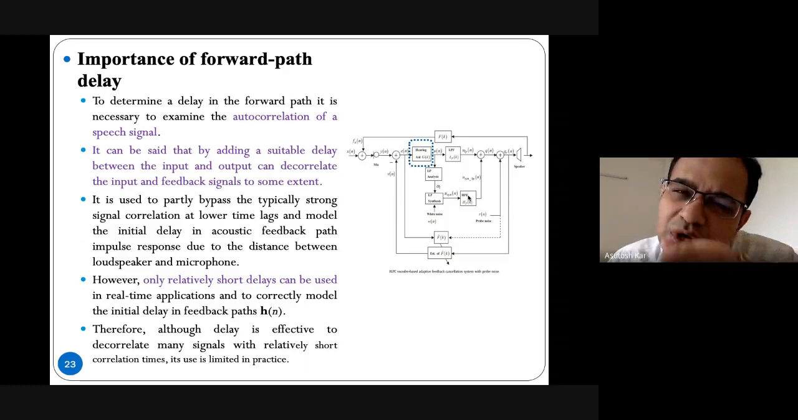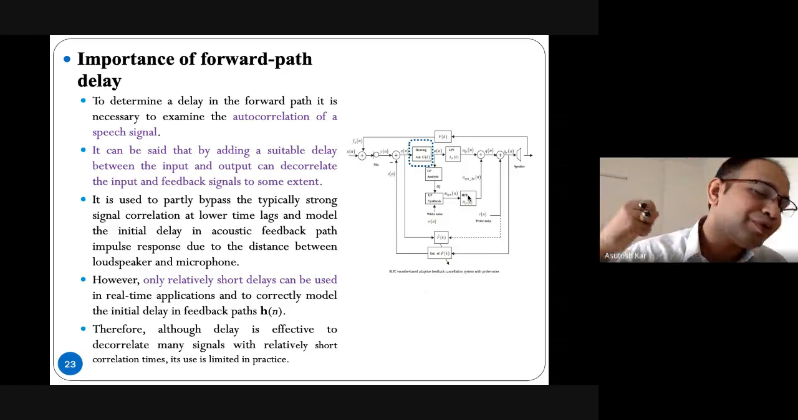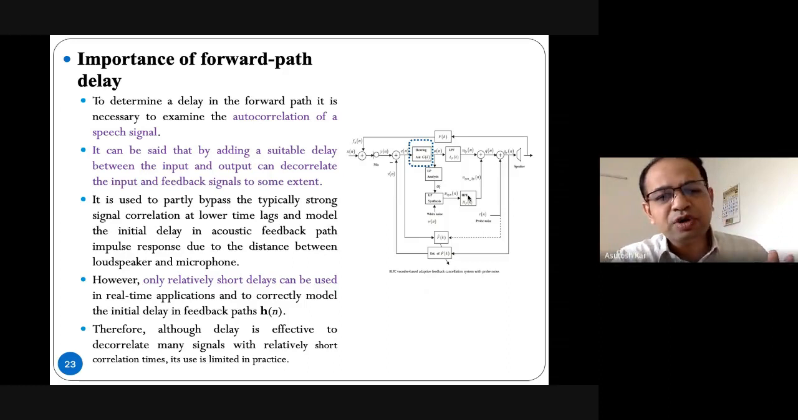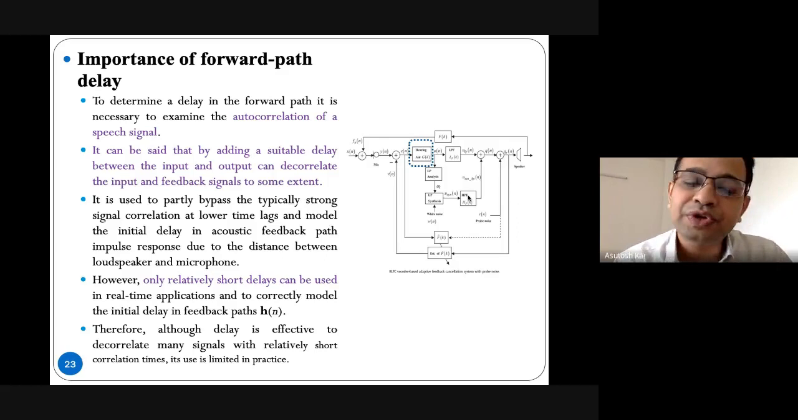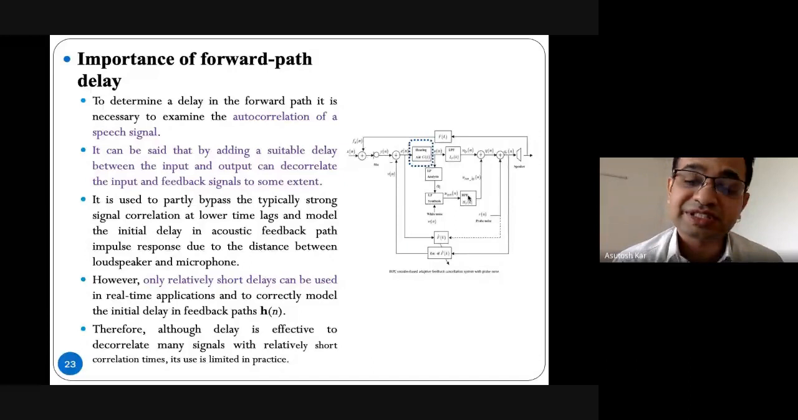So providing a short and relevant delay in the forward path is acceptable. But providing whatever amount of delay, or telling your acoustician to provide more delay so that you don't hear any howling, is not acceptable. Because with that amount of delay, what will happen? The voice you hear will come with some delay. Somebody is telling you, and after some time you are hearing it. That means you are not in a real-time conversation. All right? Okay.